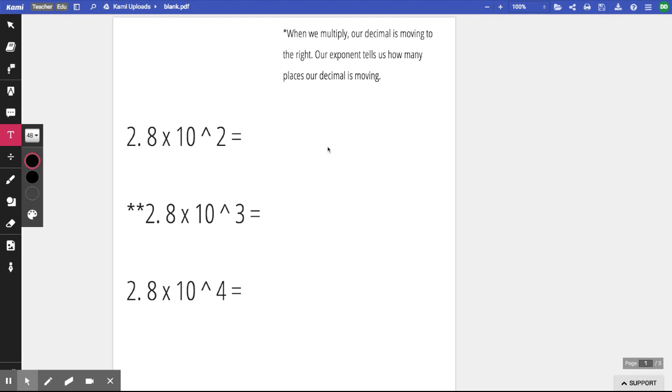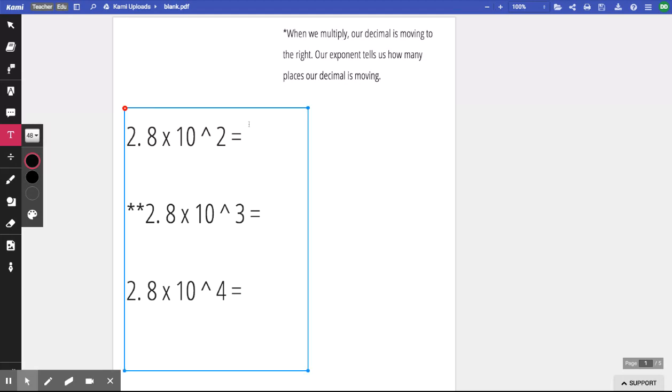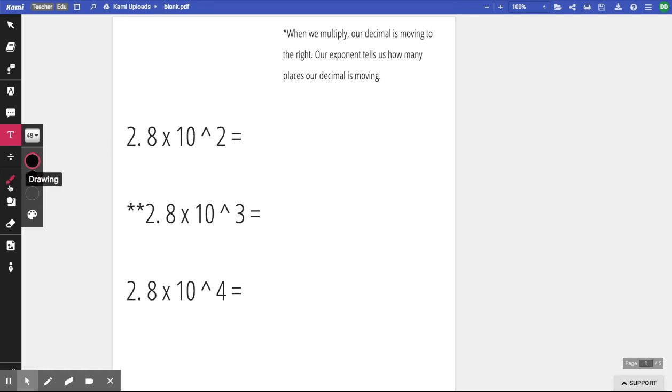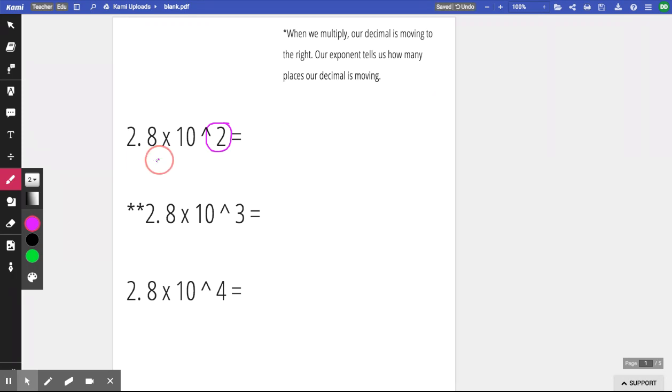I just wanted to remind you that when we multiply, our decimal point is moving to the right. Our exponent is going to tell us how many places our decimal is moving. So if I take a look at this problem here, 2 and 8/10 times 10 to the second power, that means my decimal point is moving to the right 2 places, because again, this exponent tells me how many places my decimal is moving.